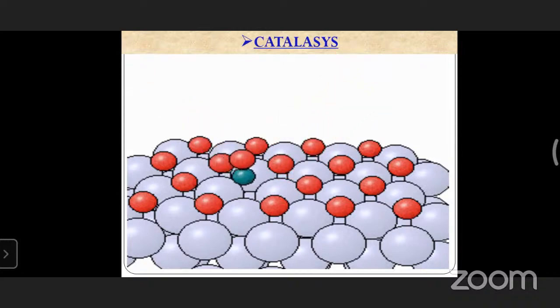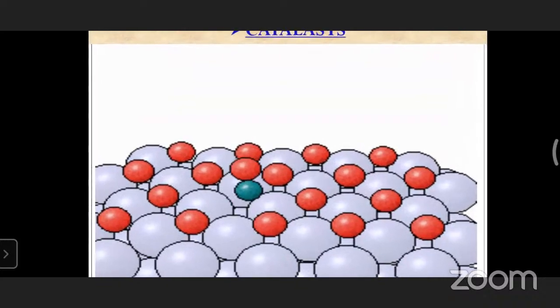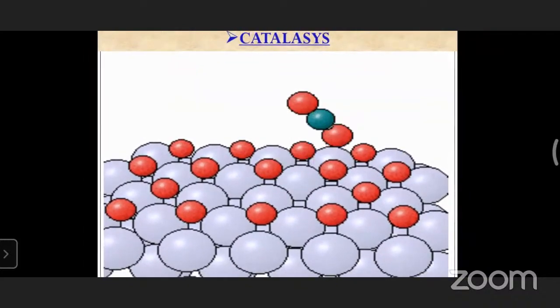This process is called catalysis: without changing, without involving itself in the chemical reaction, it is helpful for the completion of the reaction very fast. Such a substance we call a catalyst, and the process is called catalysis. Okay, this is a better example of a catalysis process.